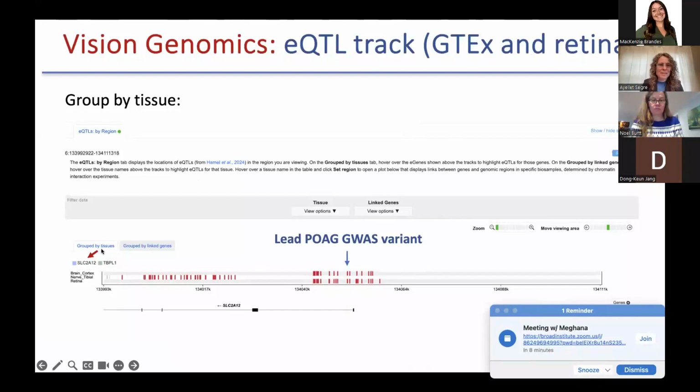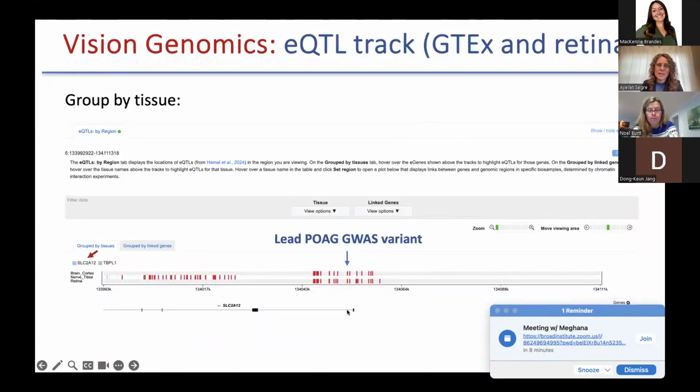We go. So we can both group the results by tissues or by genes. So here we're showing each track as a tissue. And if we hover over the SLC2A12, it highlights the variants that are significant eQTLs for this transporter. The first track is in brain, then in nerve, and then in retina.